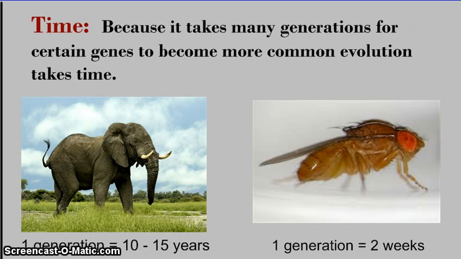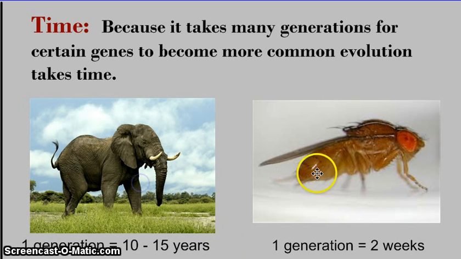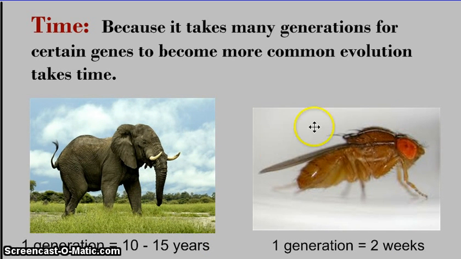It would take at least one generation, the amount of time that it takes for the adults to mature, reproduce, and have offspring of their own. And for every animal or plant, that's different. So in the case of a common fruit fly, one generation can be 2 weeks. In the case of an elephant, one generation takes 10 or 15 years.